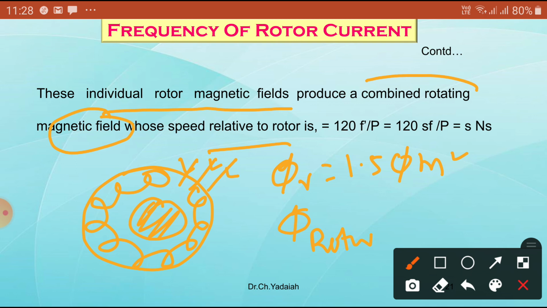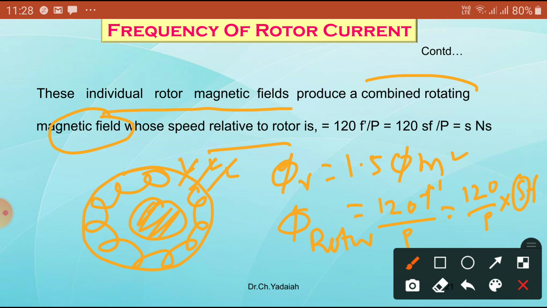So I want to know that speed. It is equal to 120 F dash by P, where F dash is the frequency at the slip speed. So I can write 120 by P into F dash, and F dash is S into F. That is S into 120 F by P, which is nothing but S into Ns.